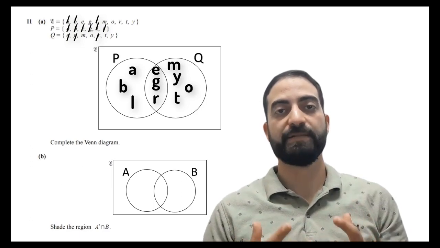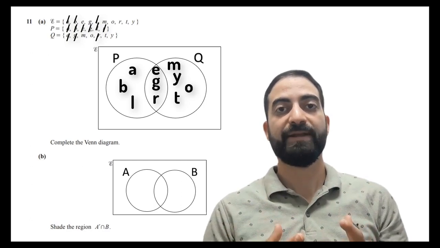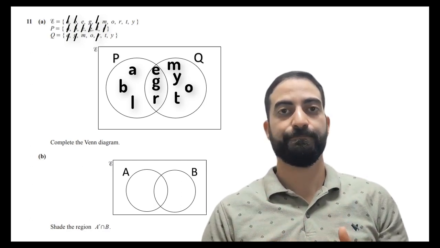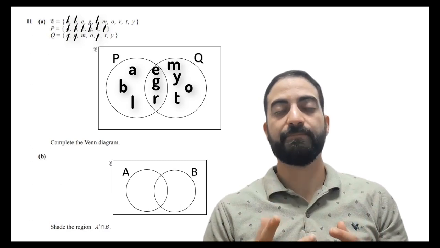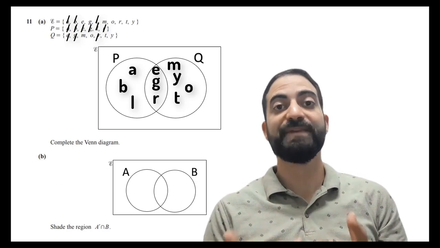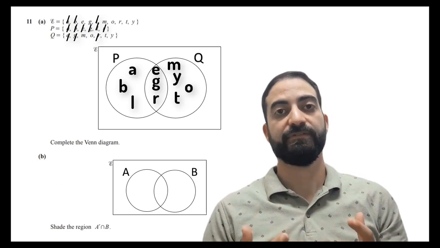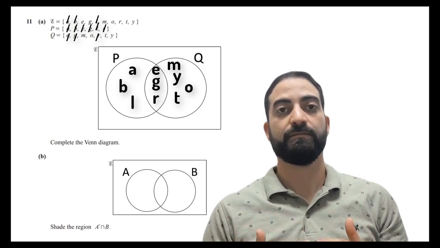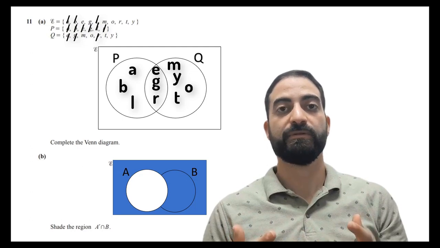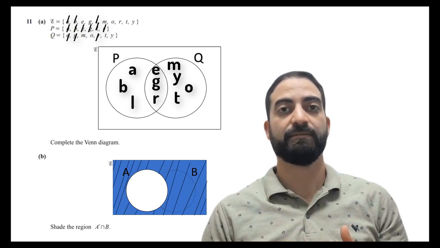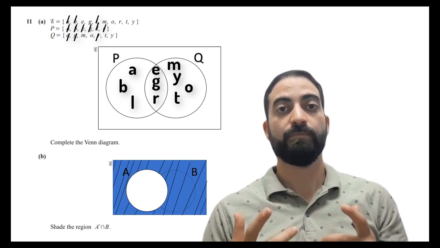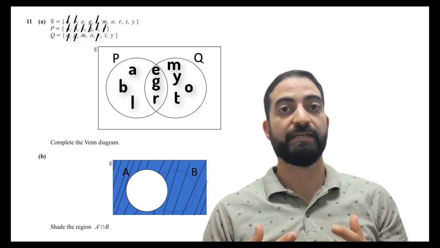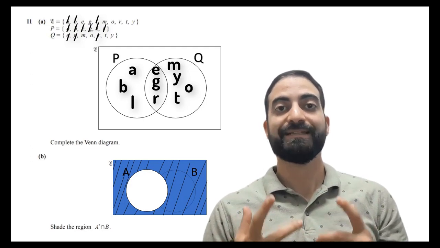We now move to part B. We are required to shade the region A prime intersect B. What I mean by A prime is the complement of A. First, we must know where A prime is located, as its location includes everything except A, because A prime is the complement of A, so that we can determine its location.